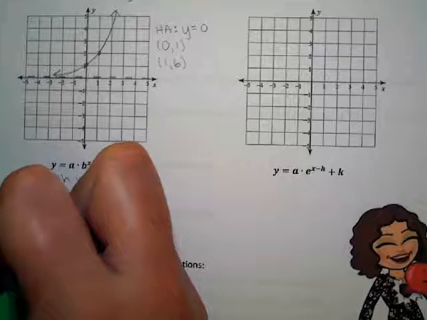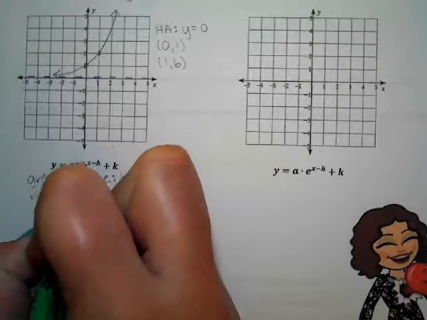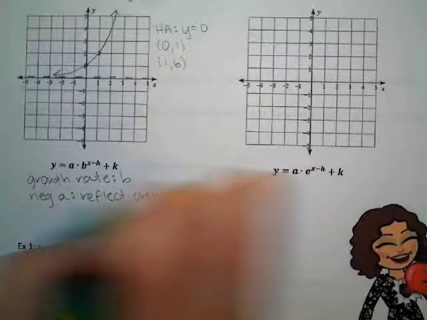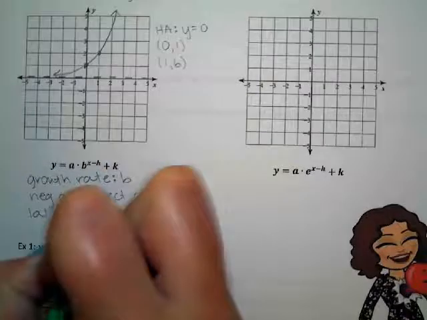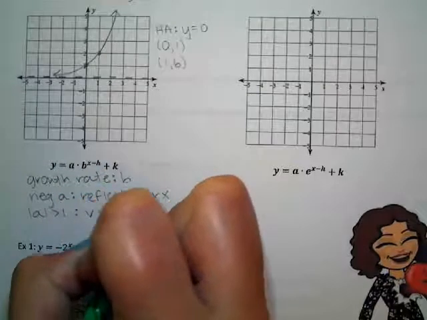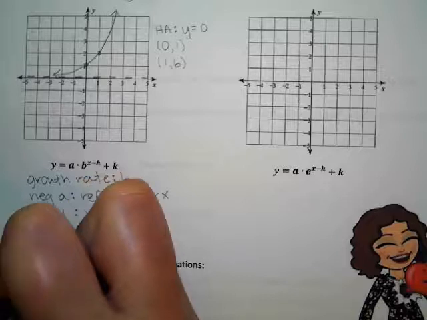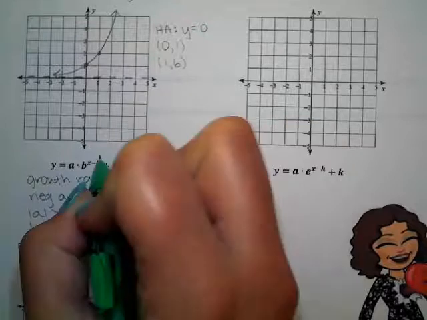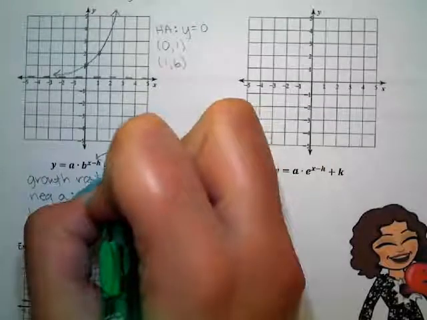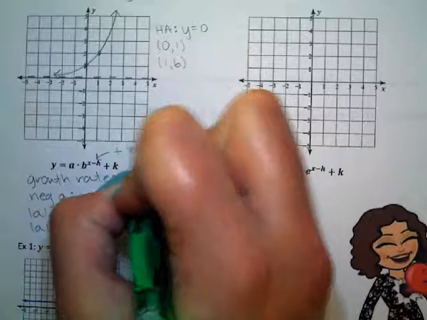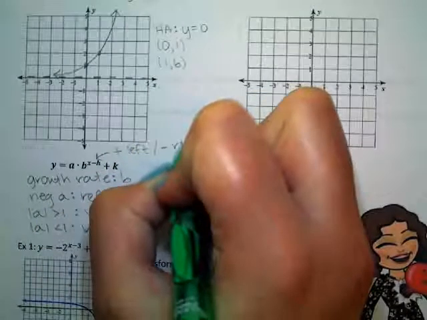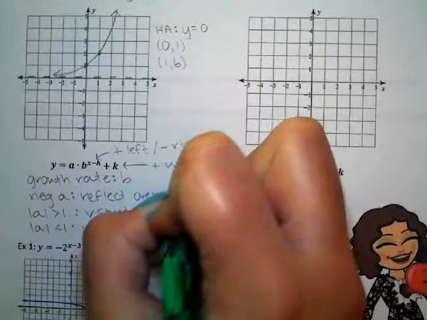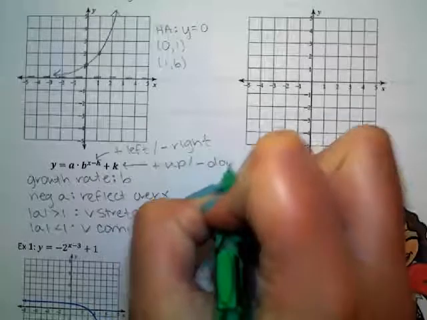And then we're just going to remember that a negative a is a reflect over x, and that the absolute value of a being greater than 1 is a vertical stretch. Absolute value of a being less than 1 is a vertical compression. And that h, if it's positive, is moving the graph to the left. If it's negative, it moves the graph to the right. k, if it's positive, it moves the graph up. If it's negative, it moves the graph down.